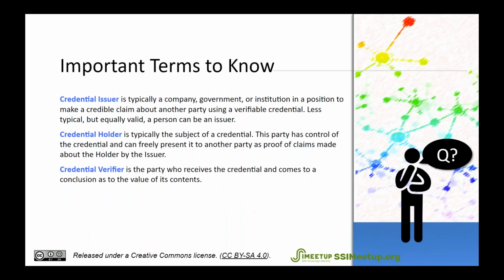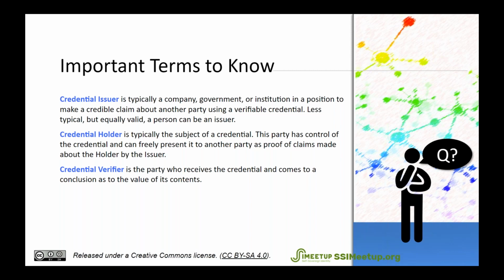So, more important terms to know. When we bring in the concept of verifiable credentials, we start to have this trifecta of actors. We have what we call a credential issuer, which is what you might expect. This is someone who issues a credential about another entity, another party. We have the credential holder, and the credential holder is typically going to be the subject of the credential, but they don't have to be. For example, I might have gone to a university and I want a credential saying that I graduated from that university. I would be the holder of that, and I'd also be the subject of that.